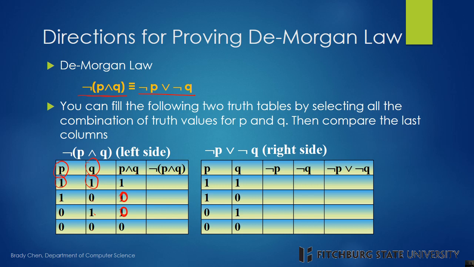Now, the negation of P and Q, that's pretty simple, right? It's just the opposite. So if P and Q is true, then negation of P and Q is false. And then these are all true.